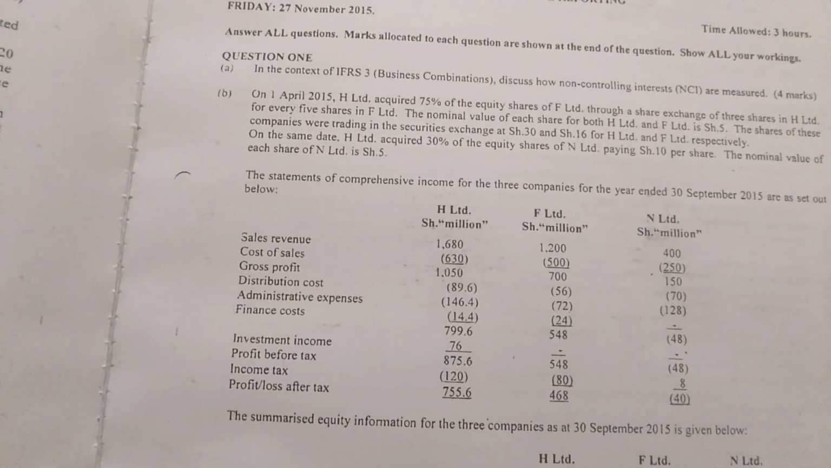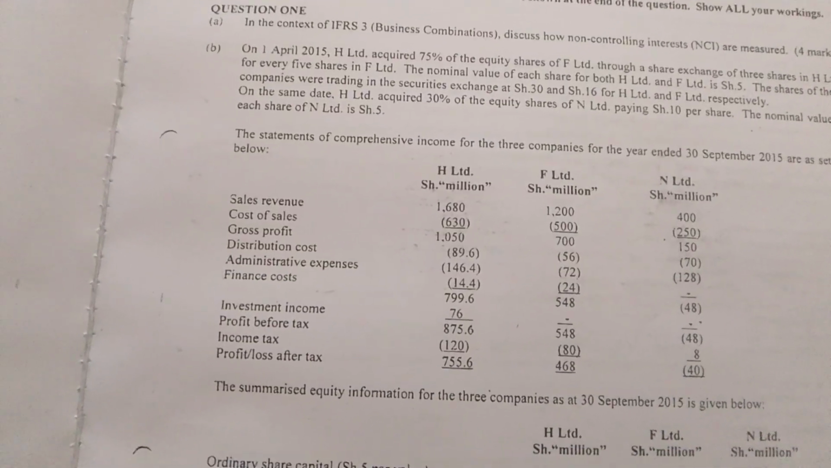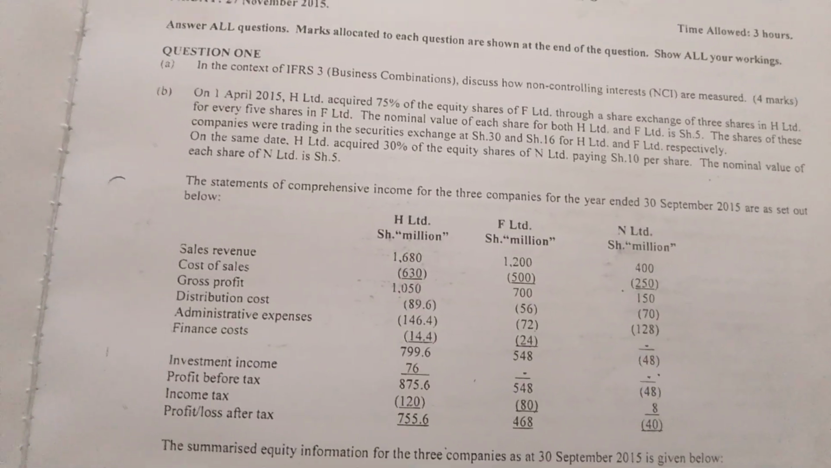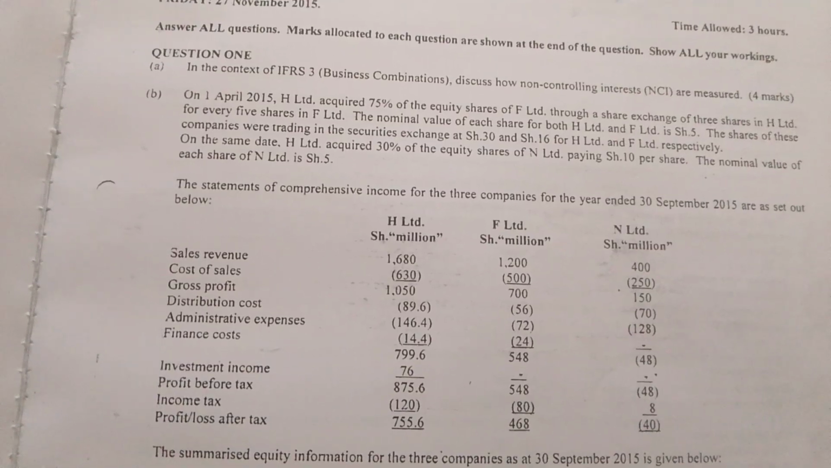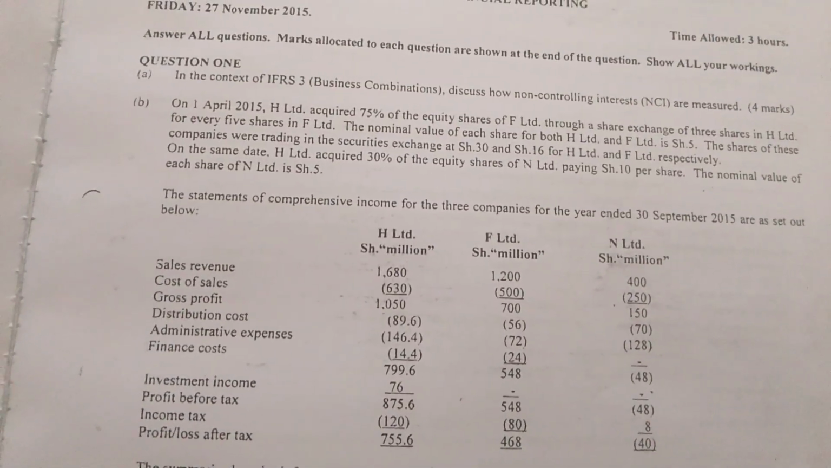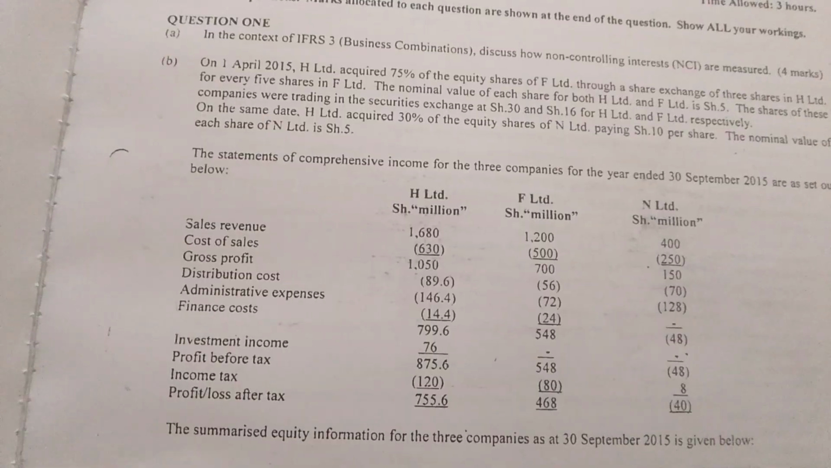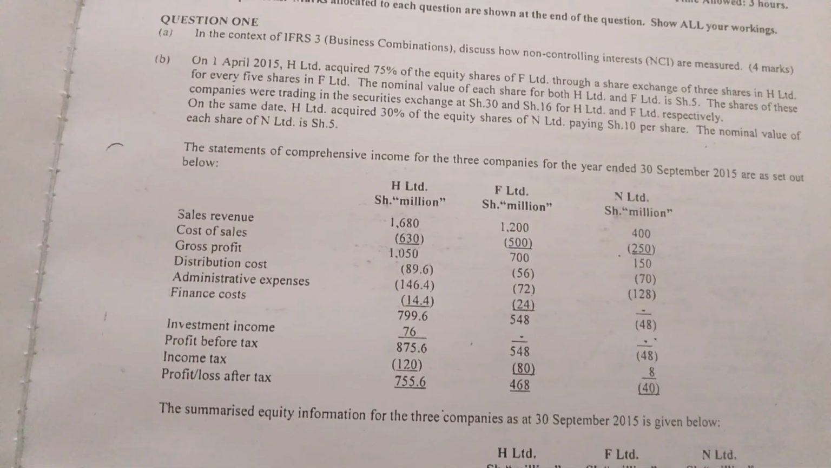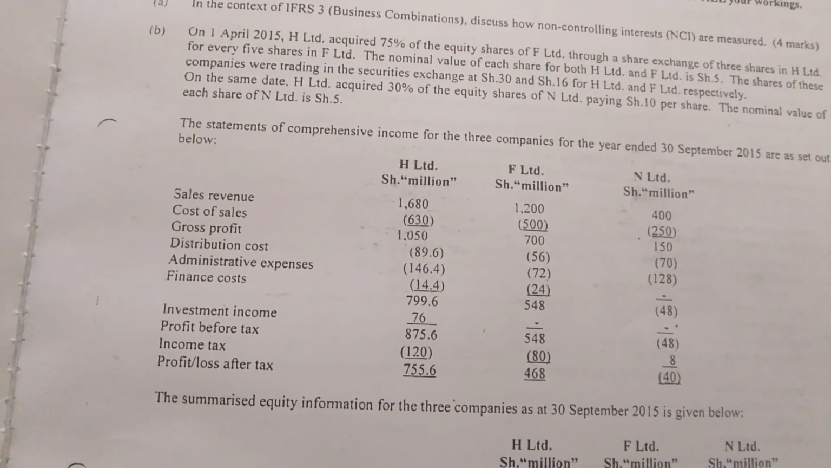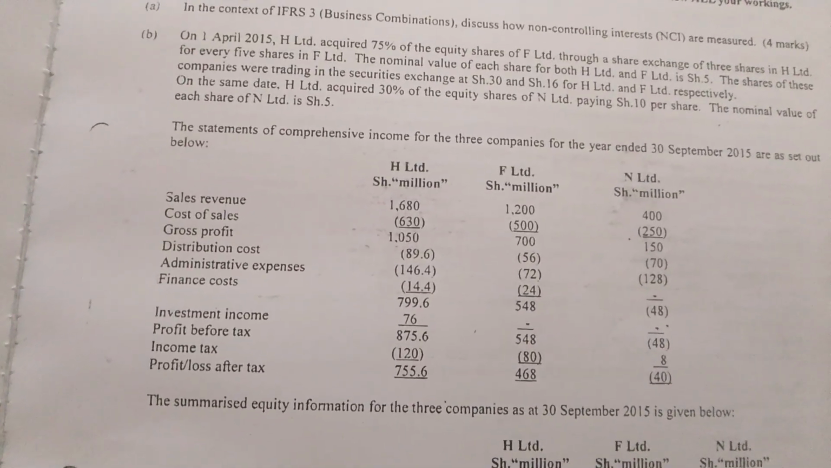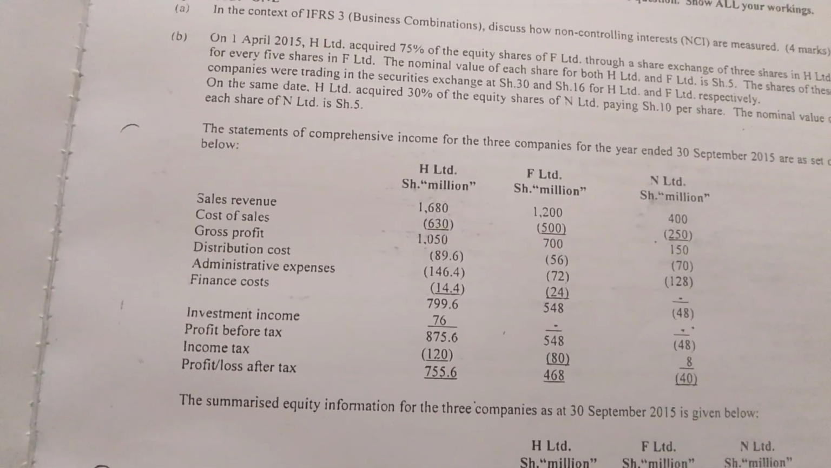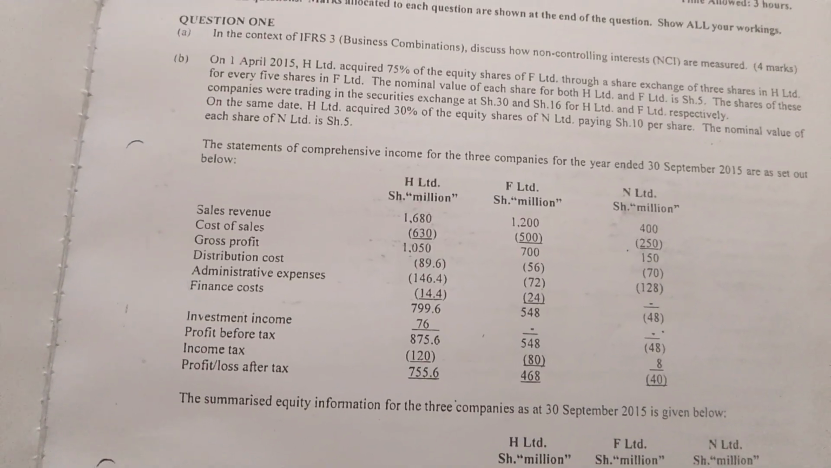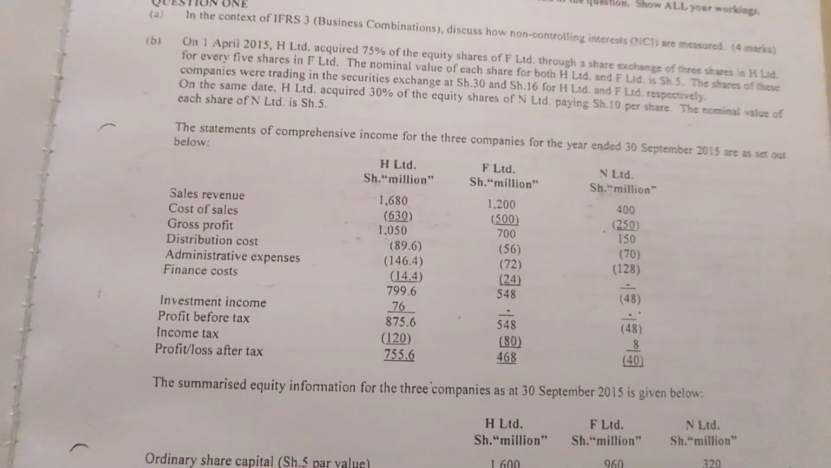The shares of these companies were trading in the Securities Exchange at shillings 30 and shillings 16 for H Limited and F Limited, respectively. On the same date, H Limited acquired that percent of the equity shares of N Limited, paying shillings 10 per share. The nominal value of each of N Limited is shillings 5.